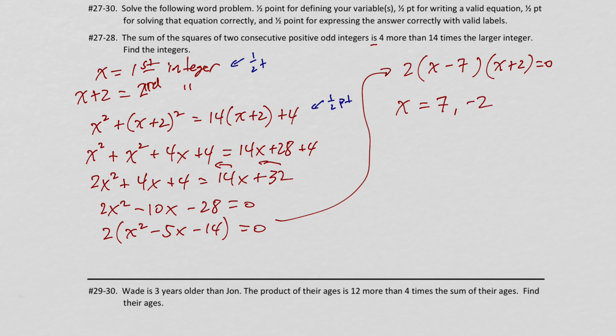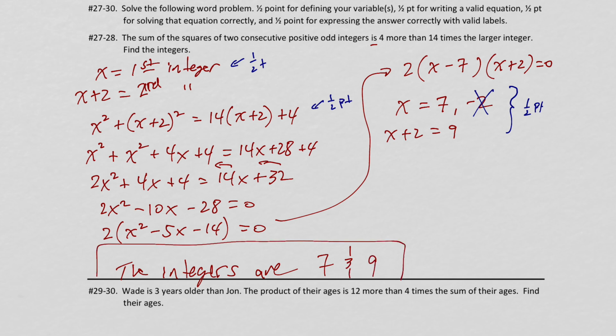But the problem said that we're looking for positive odd integers. This is not positive and it's not odd. So this gets thrown out. This is the only positive odd integer. So that's the first integer. The second one is 2 more than that. So solving this would have been another half a point. So the answer is the integers are 7 and 9. And that's your last half point.